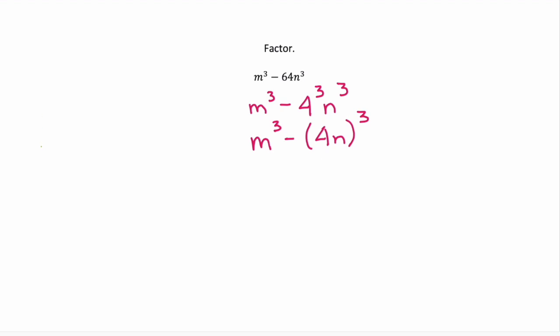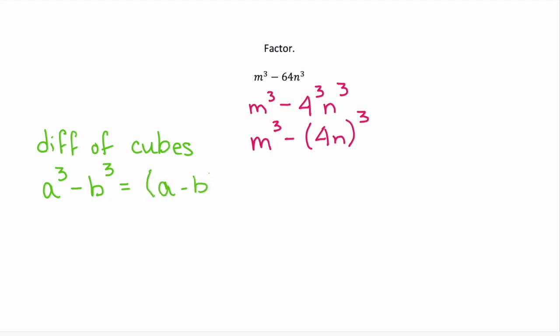So we have a difference of cubes, which means we need to recall how that factors, because it's a special form of factoring. And the rule is when you have a cubed minus b cubed, it's equal to the binomial a minus b times the trinomial a squared plus ab plus b squared.